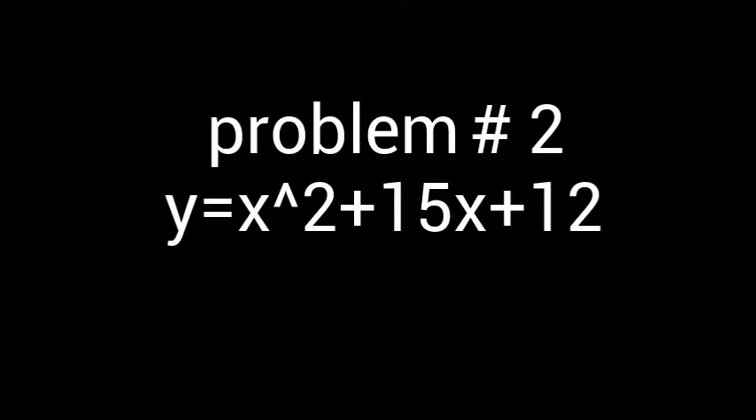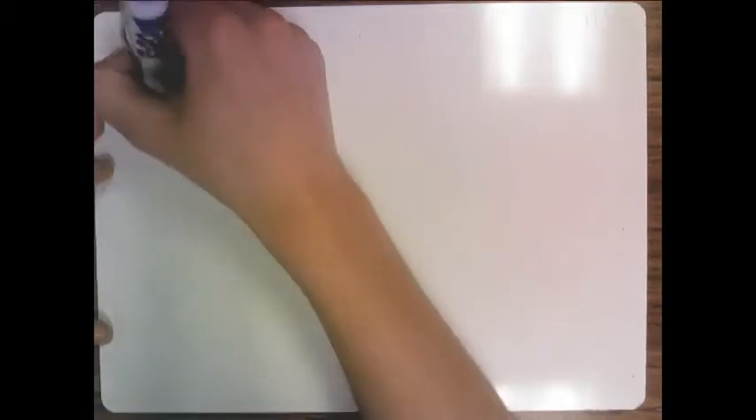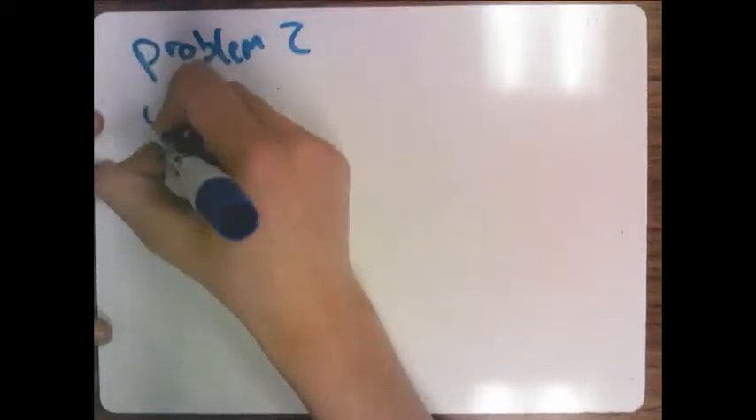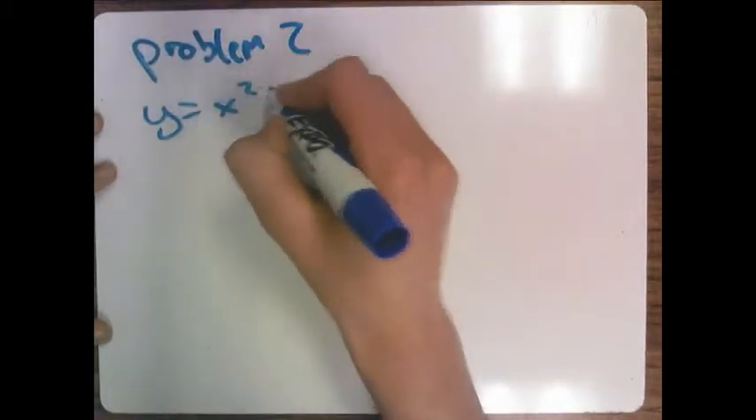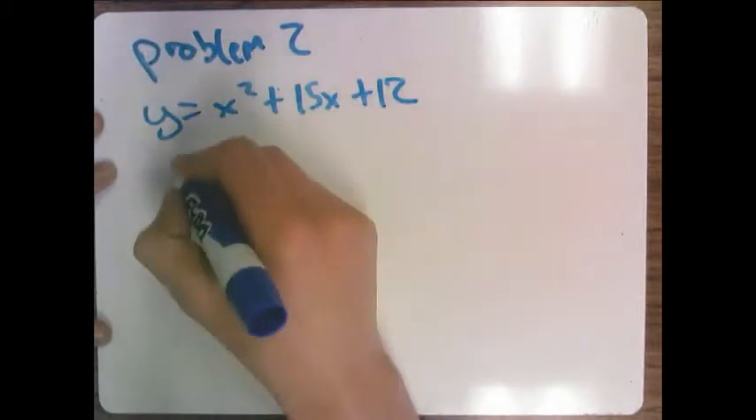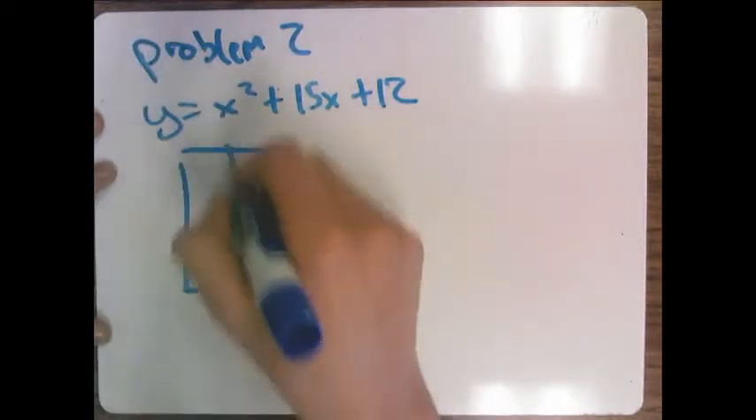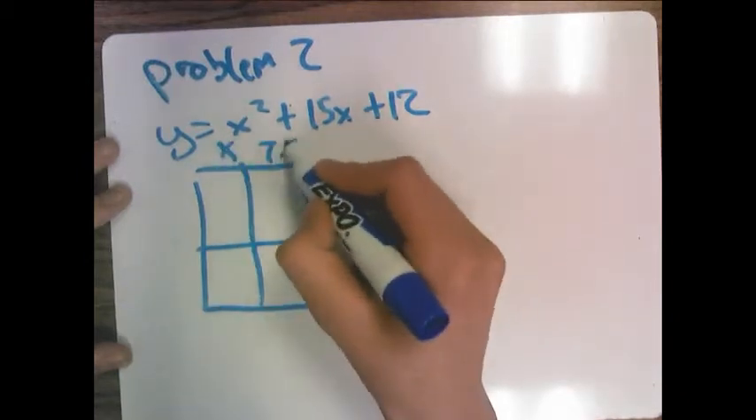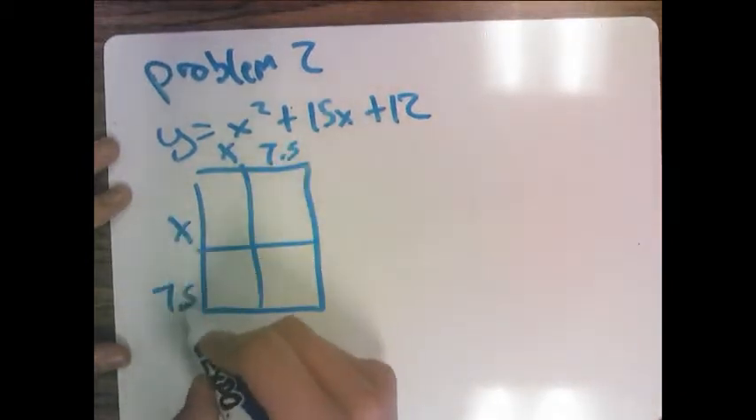Our second problem is x squared plus 15x plus 12. We write this down and factor out any greatest common factors again. There are none because the coefficient for a is 1. We'll make our square, x and x again in the upper corners, and then 7.5 for the other two, because that is 15 divided by 2.